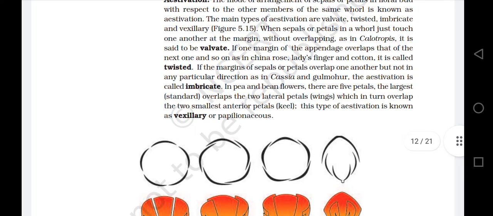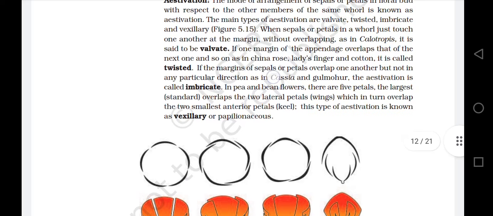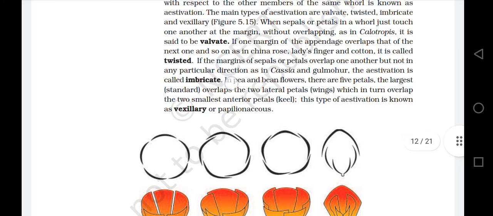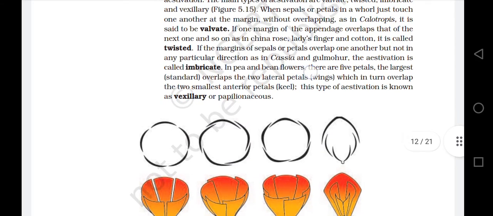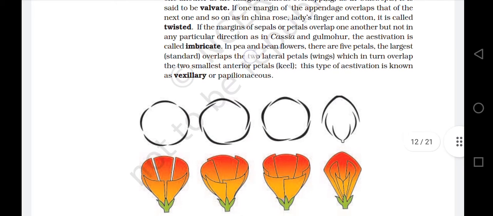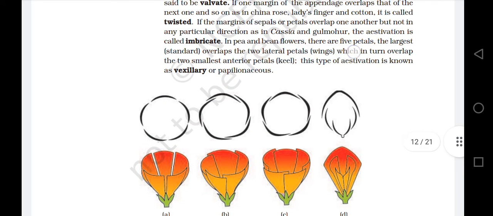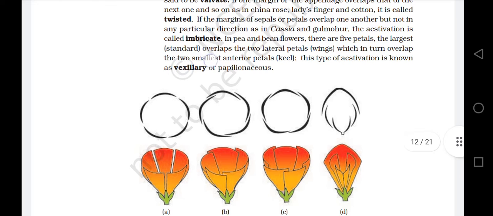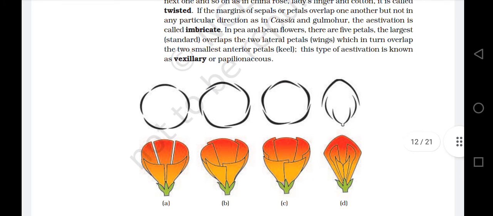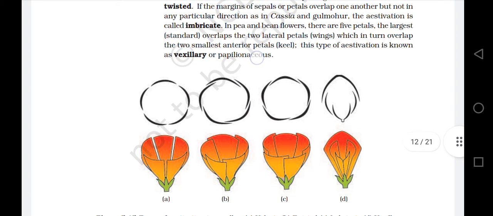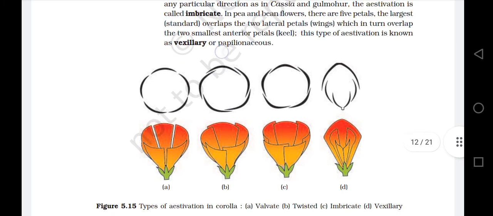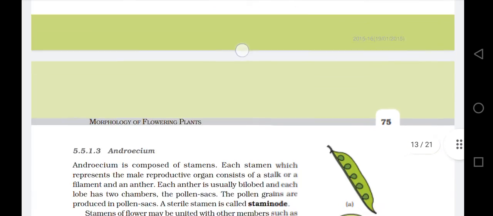It is called twisted if one margin of the appendage overlaps that of the next one, and so on, as in China rose, lady's finger, and cotton. The estivation is called imbricate if the margins of sepals or petals overlap one another but not in any particular direction, as in cassia and gulmohar. In pea and bean flowers, there are five petals. The largest, the standard, overlaps the two lateral petals, the wings, which in turn overlap the two smallest anterior petals, called the keel petals. This type of estivation is known as vexillary or papilionaceous.